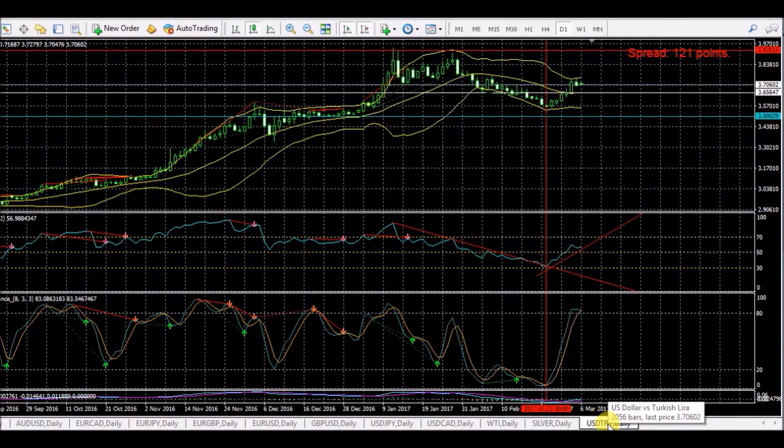Right. USD Turkish lira. We're expecting this to go long. It is actually shorting a tad at the moment. So I've put my trend line on my RSI. We'll have a look at that tomorrow, but we are expecting that to go long.